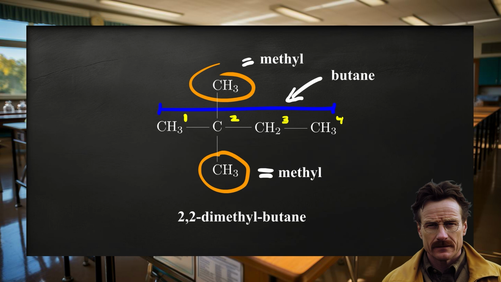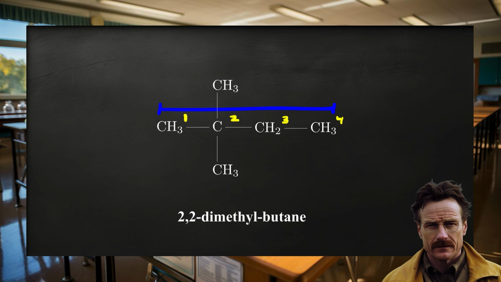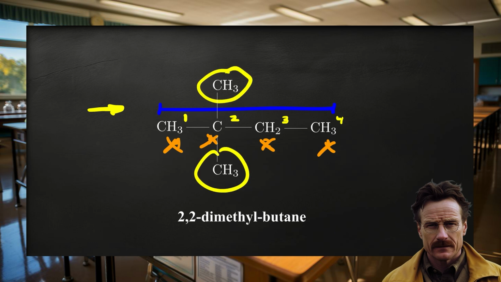So this is 2,2-dimethylbutane. Remember, we start numbering the parent chain so that the side groups are the lowest possible numbers. Therefore, we start numbering from the left side, so we get 2 instead of 3. And since both methyl groups are on the second carbon, we don't have to repeat the methyl twice. We use the prefix di.